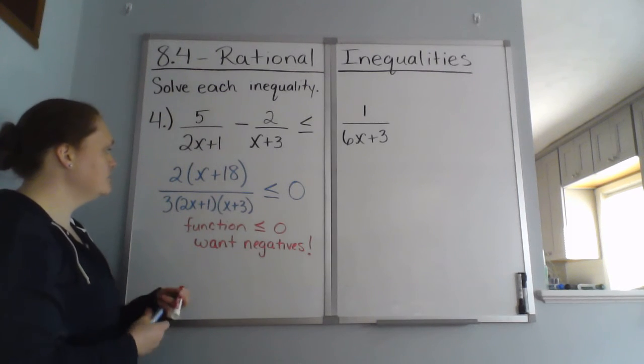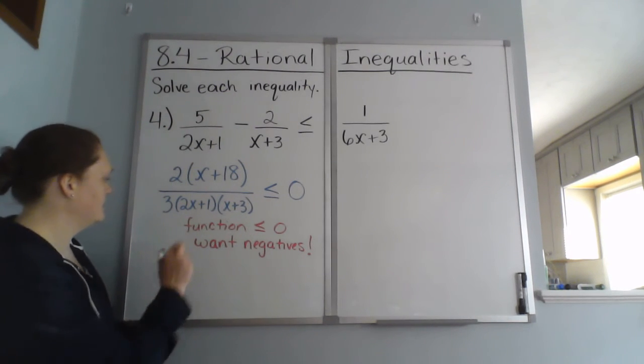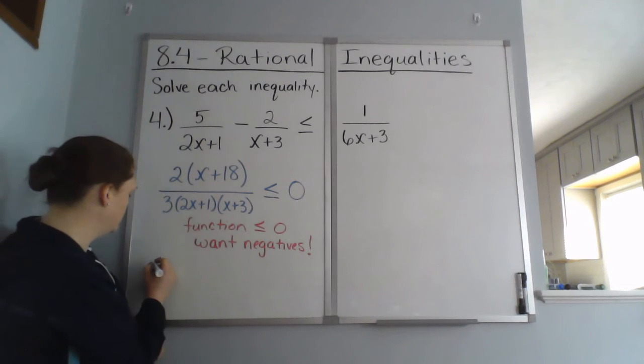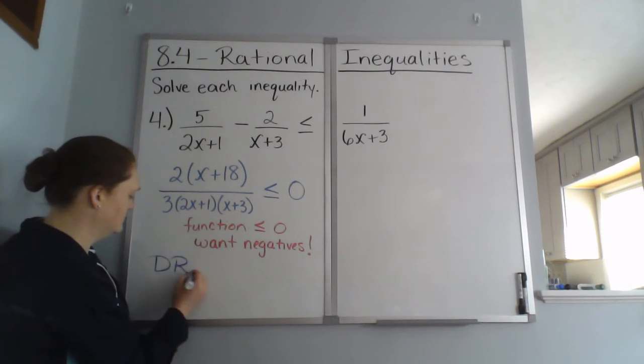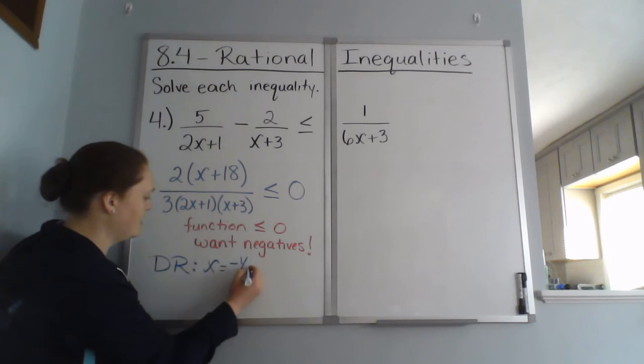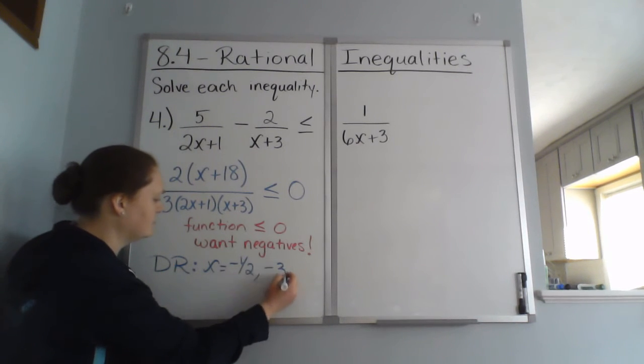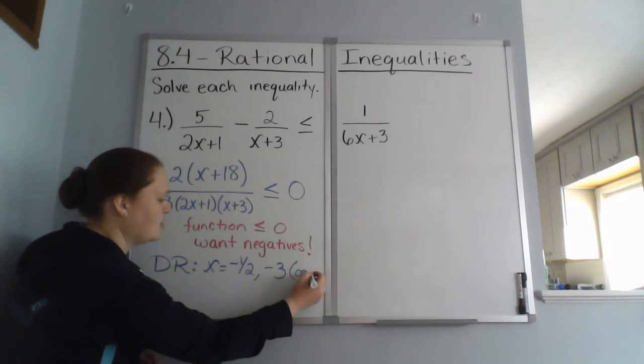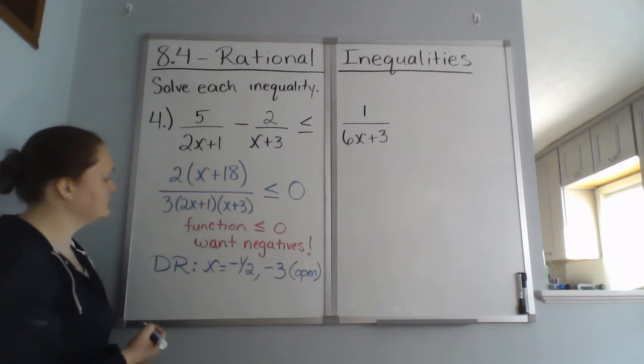Our domain restrictions come from the denominator. There are 2 factors with x's, so 2 domain restrictions. That would be x equals -1/2 and x equals -3. Those are both going to be open circles, as always for domain restrictions.